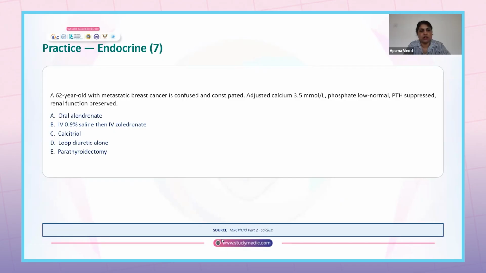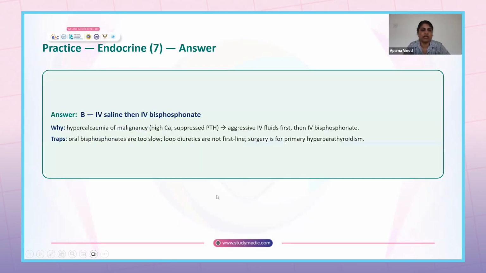Practice question: a 62-year-old with metastatic breast cancer is confused and constipated. Now, calcium is 3.5 millimoles per liter. Phosphate is within normal range. PTH is suppressed and renal function is preserved. So this gives you an idea of what kind of hyperparathyroidism or hypercalcemia it might be. Is it malignancy? Is it due to chronic kidney disease? What is it due to and how will you treat?